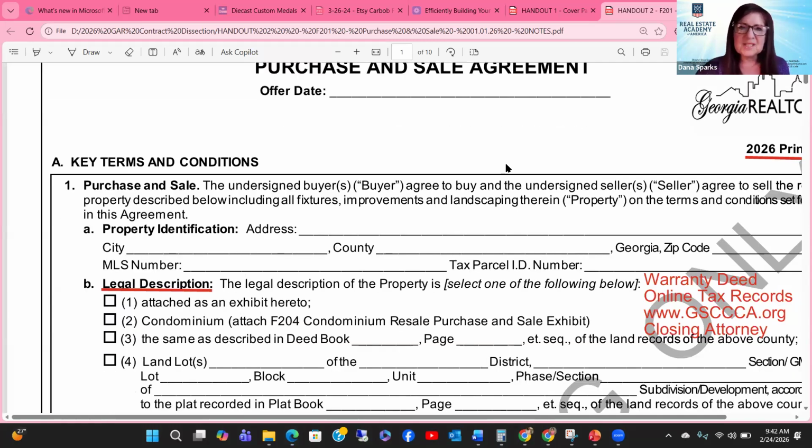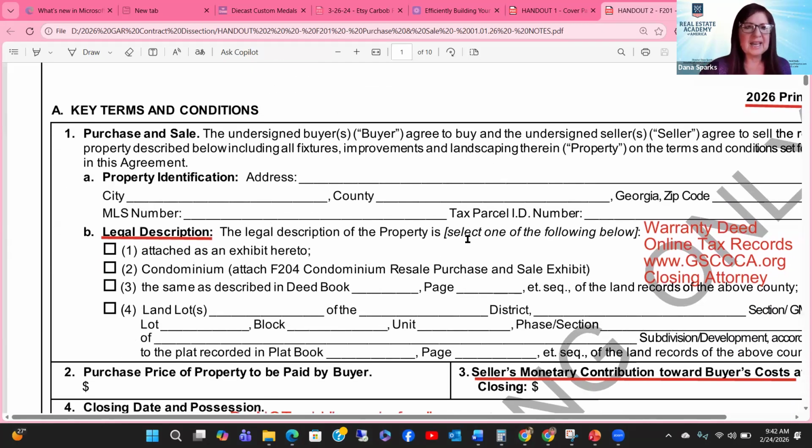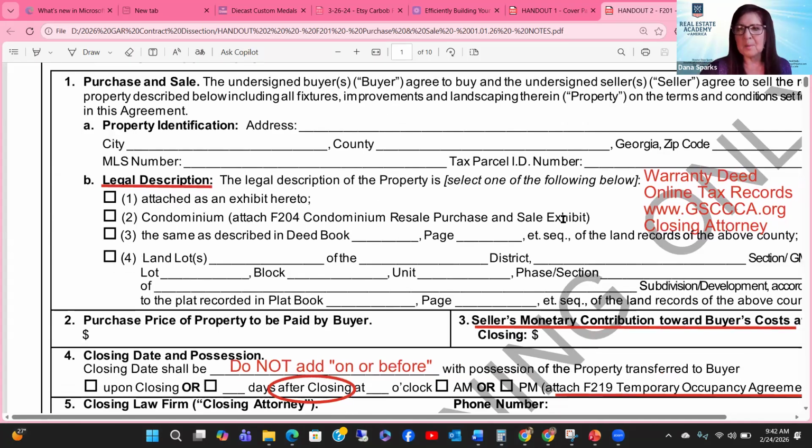The purchase and sale agreement, GAR F201, 2026 version. Again, you need to fill in the property address and you need a legal description, especially in Georgia. A property address is not enough, especially in Metro Georgia. How many Peachtree Roads are there? More than one. You want to make sure that the buyer is buying what the buyer intends to buy and the seller is selling what the seller intends to sell. You absolutely need a legal description.